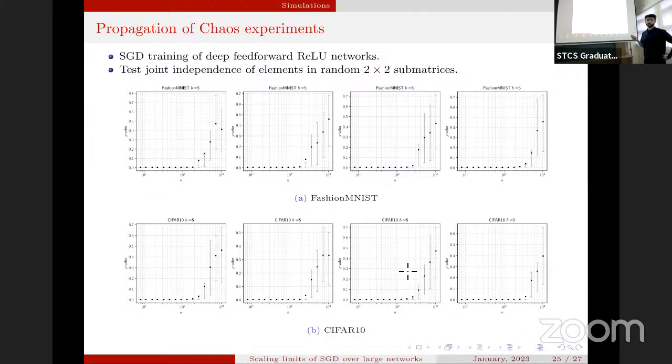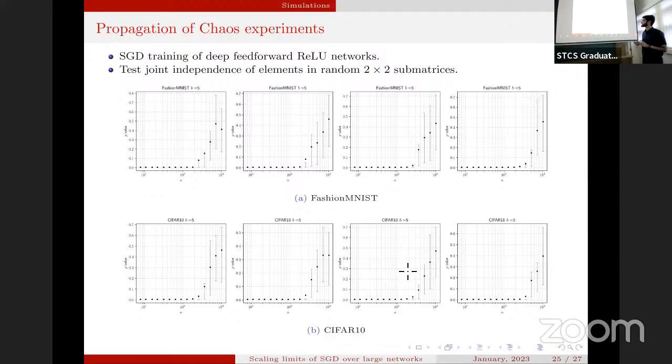Every layer corresponds to a graphon function. So what I do is I sample m cross m 2x2 submatrices from the large matrix at every layer. That gives me 4 random variables. Now what I want to check is, are those 4 random variables jointly independent statistically? I used off-the-shelf hypothesis testing. On the x-axis, n is increasing, and on the y-axis, I have the p-value of the test.